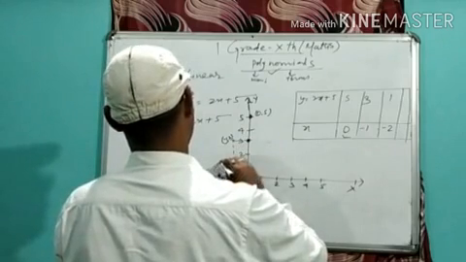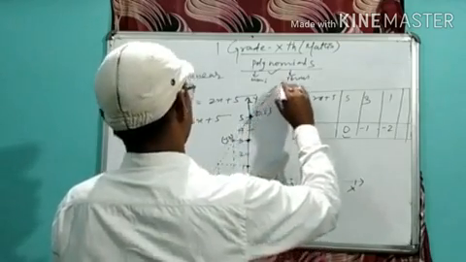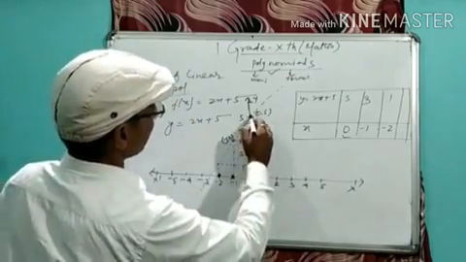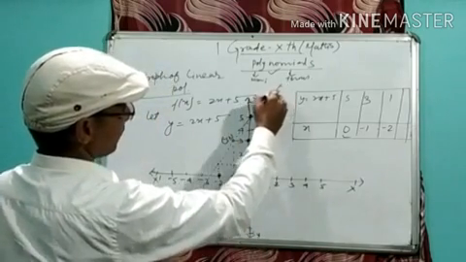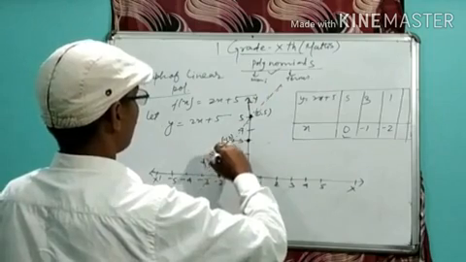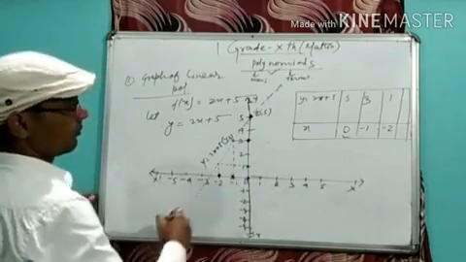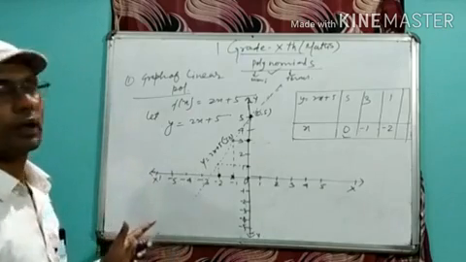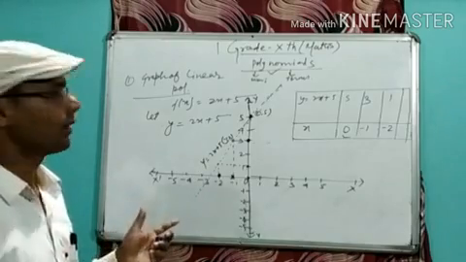You have to draw a line. Look from where it is going. It cuts the x-axis and the y-axis here. Which type of line is this? A straight line. This line is y equal to 2x plus 5. Clear? You will draw it on graph paper and you will understand it very clearly.